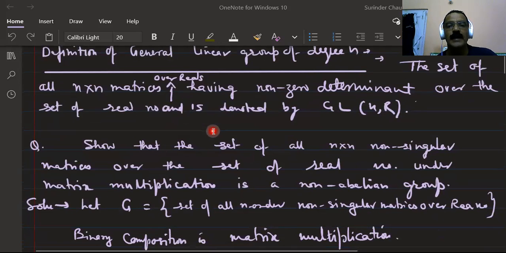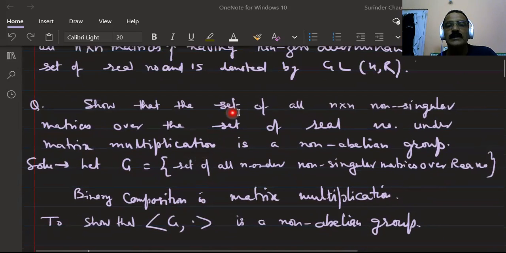So we'll show that this general linear group of degree n is a non-abelian group. For that, let us discuss this with a general example. Show that the set of all n by n non-singular matrices over the set of real numbers under matrix multiplication is a non-abelian group. So given is, let G be the set of all nth order non-singular matrices over the set of reals.